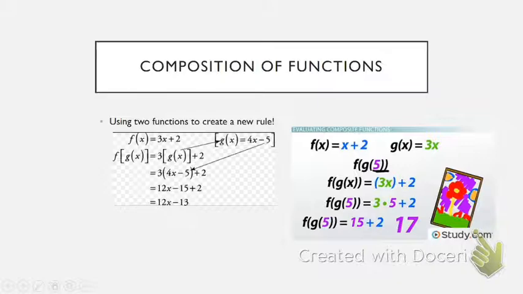The first thing you're going to do is create that new rule. Since this is a very basic example, all you have to do is replace this little lonely x with this 3x. So you're going to have 3x plus 2. Then take this 5 and put it in place of that x. So you'll have 3 times 5 plus 2. 15 plus 2 is 17. All right? That is the basic function composition.